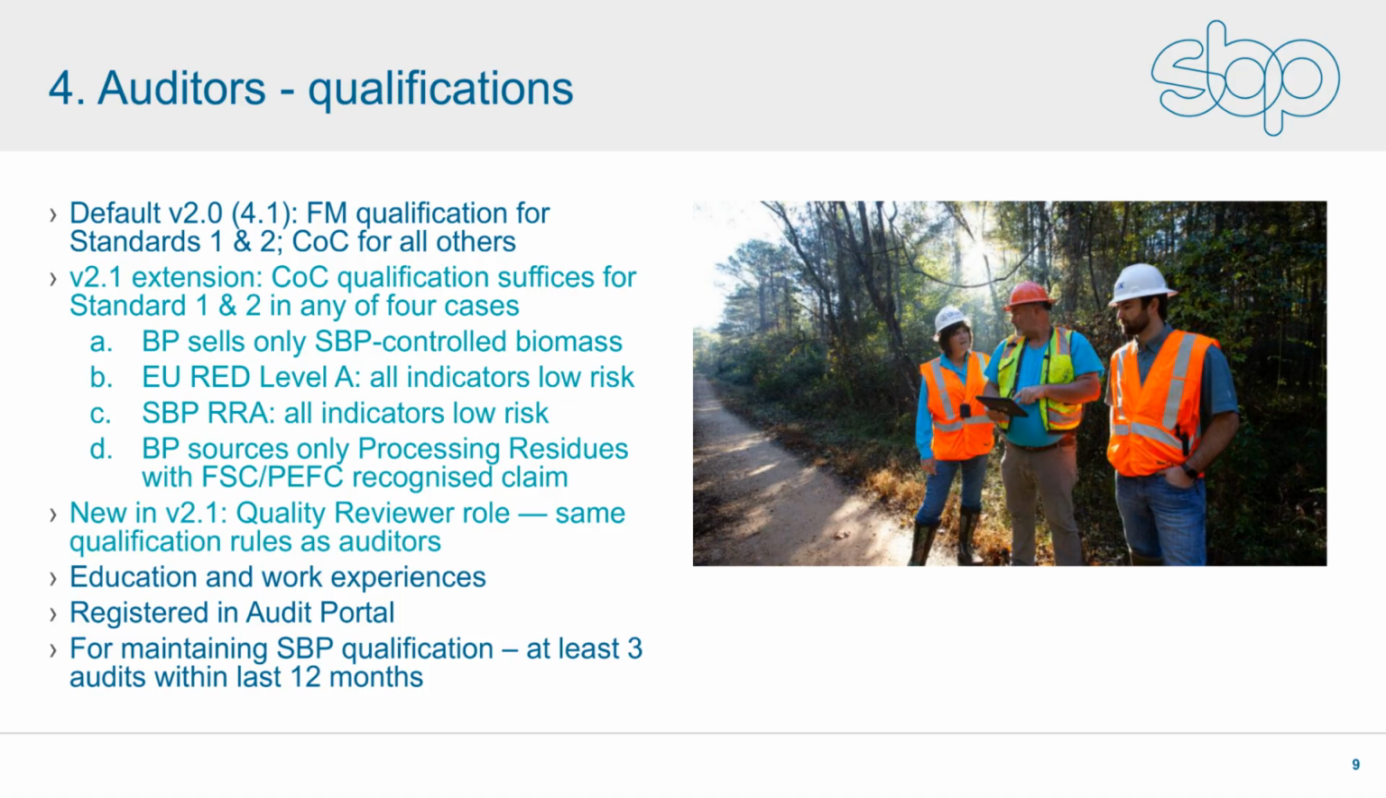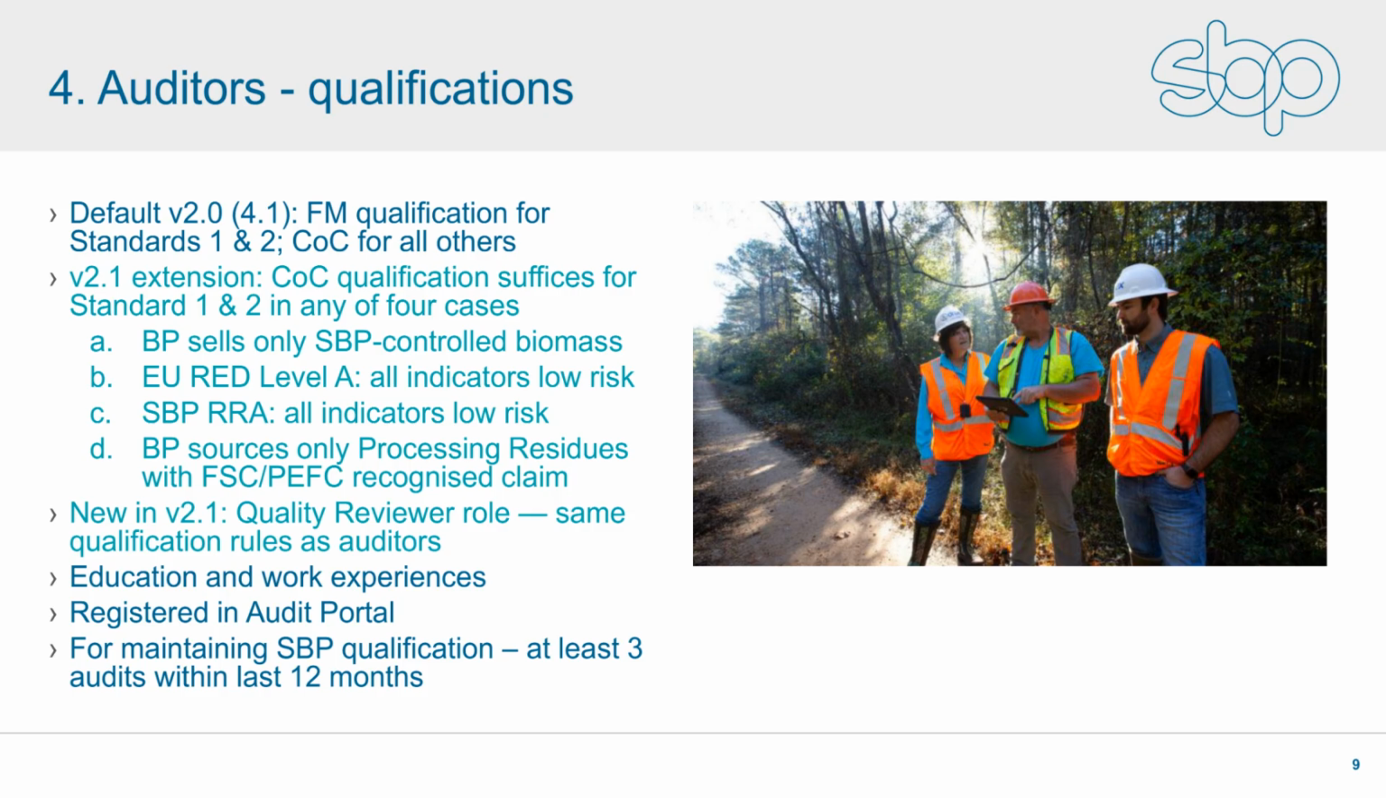Section 4 covers auditors, their qualifications, training, selection, and performance monitoring. This is one of the more detailed sections, so let's take it step by step. The default rule under Indicator 4.1 hasn't changed. For evaluations against Standards 1 and 2, the auditor must hold an FSC or PEFC-endorsed forest management qualification. For all other SBP standards, a chain of custody qualification is sufficient.